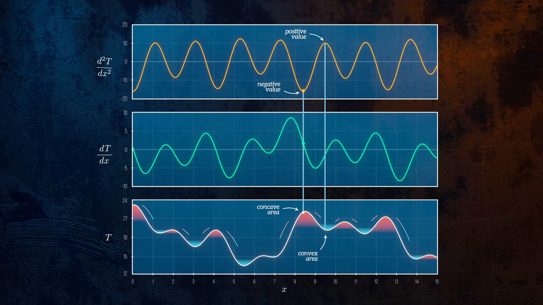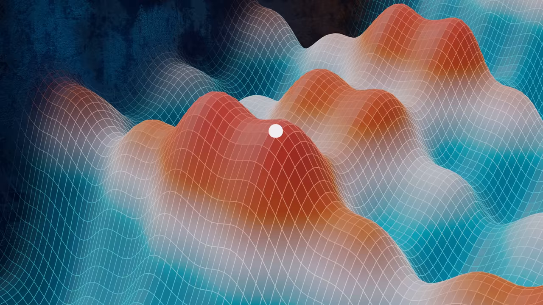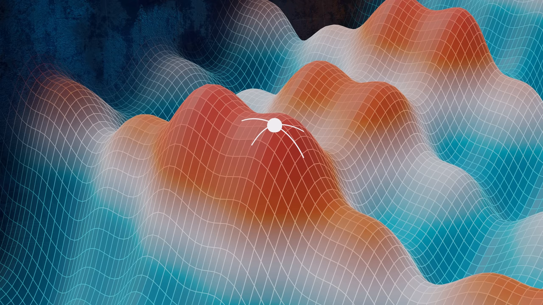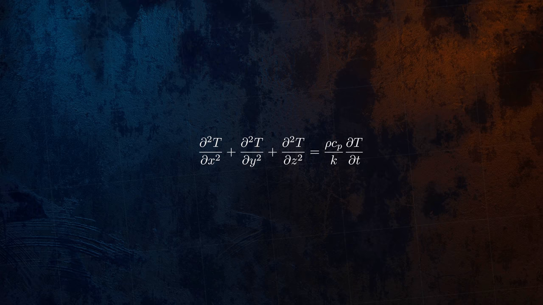The same idea applies in three dimensions. An area where the sum of second partial derivatives is negative is an area of high temperature relative to its surroundings, so there will be a flow of thermal energy out of that area and into the surrounding areas of lower temperature. Because the sum of the second partial derivatives is quite long to write out, the heat equation is often written using the Laplace operator.